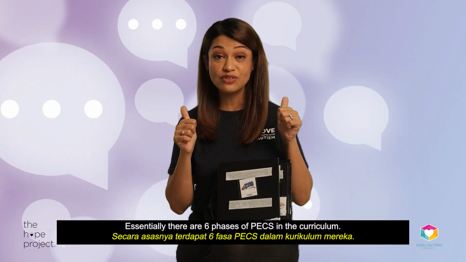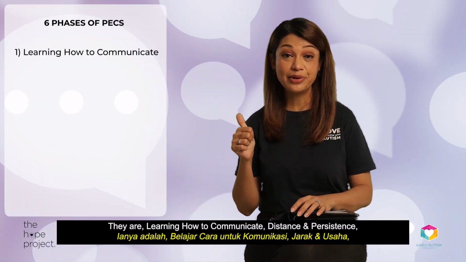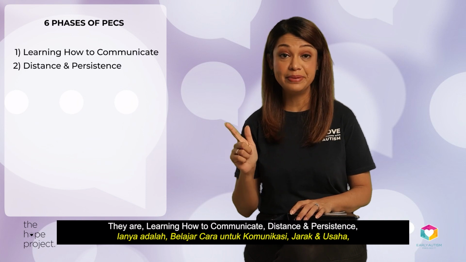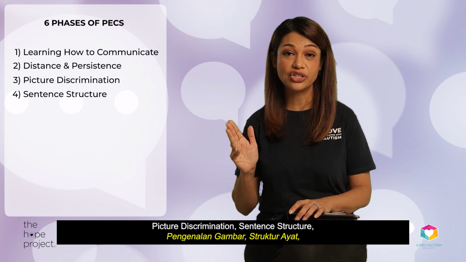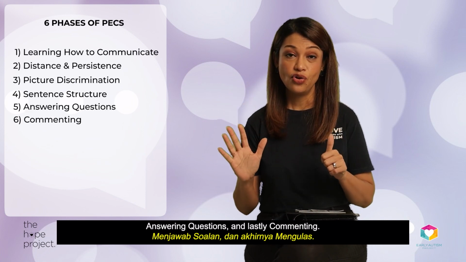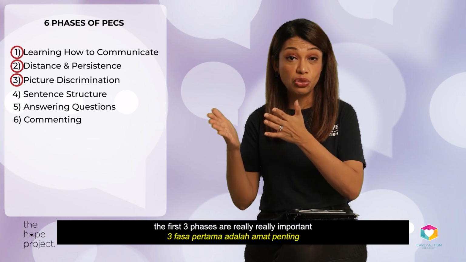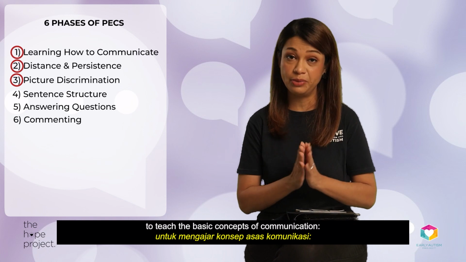Essentially, there are 6 phases of PECS in the curriculum. They are learning how to communicate, distance and persistence, picture discrimination, sentence structure, answering questions, and lastly, commenting. From our experience at EAP, the first 3 phases are really important to teach the basic concepts of communication.